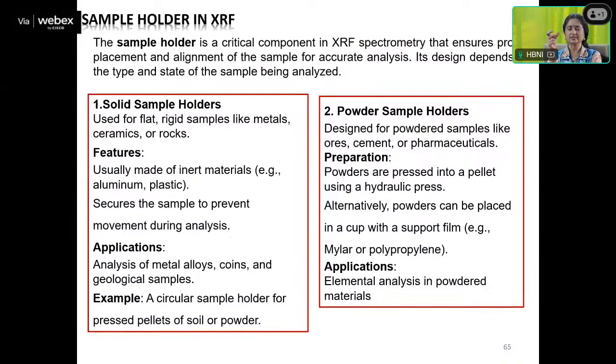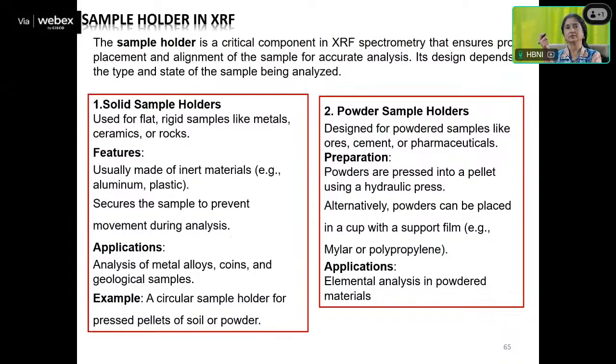Now, there is a circular sample holder for pressed pellets, soil or powder. So soil or powder can also be pressed, and a pellet can be made out of that. Now, for powder samples, you can also directly analyze the powder in your instrument.